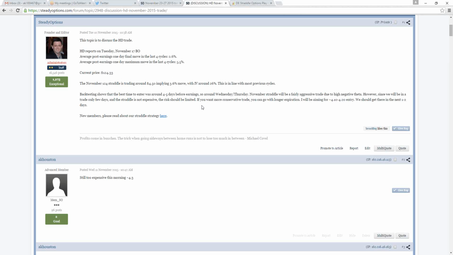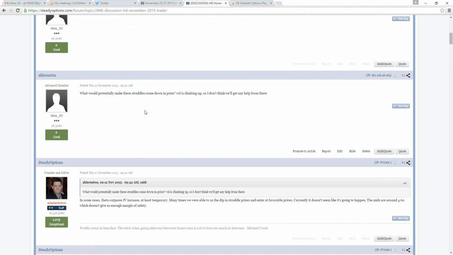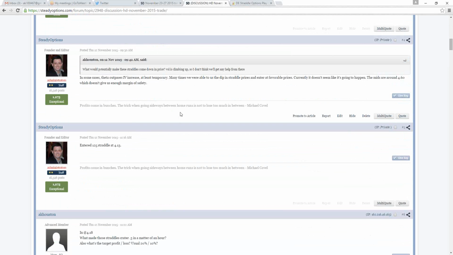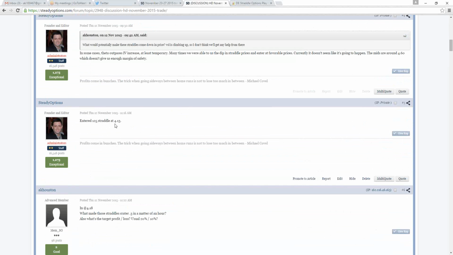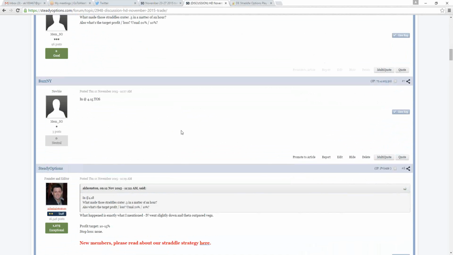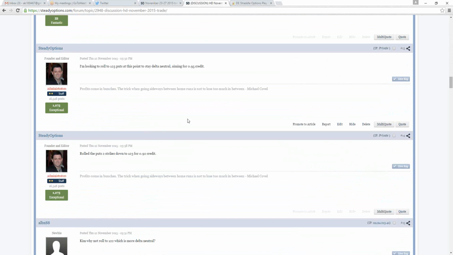And this was on Tuesday. On Wednesday, one of the members posted, still too expensive this morning at 4.3, and asked what would potentially make these straddles come down in price. And I said that the IV sometimes goes down a little bit, at least temporarily. On Thursday, I entered the straddle at 413, which is exactly inside my range of 410 to 420. And members started to post their fills as well: 418, 415, 417, 415, 415, 414.